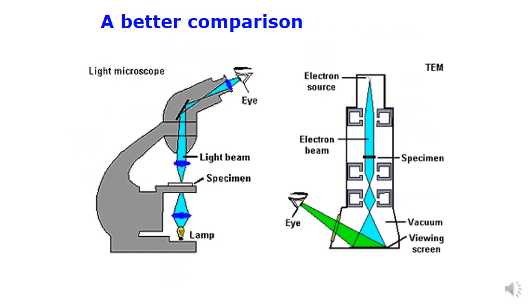This is your sample chamber. It is also required to be in a vacuum state, so you need to make sure that your sample is totally dry before you can run it using TEM.